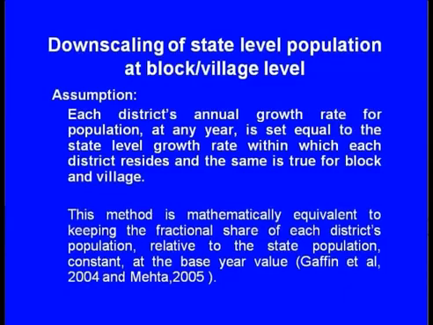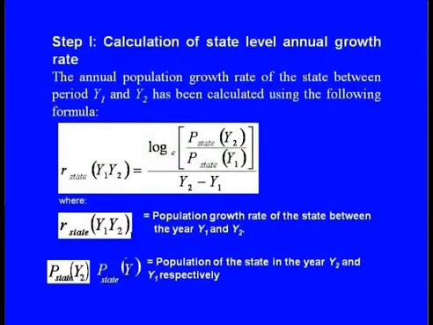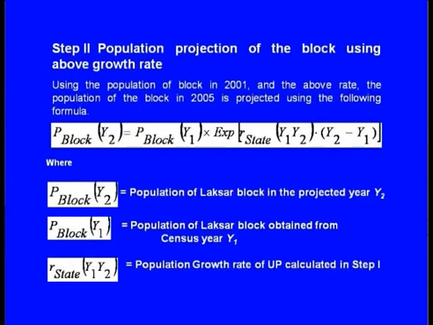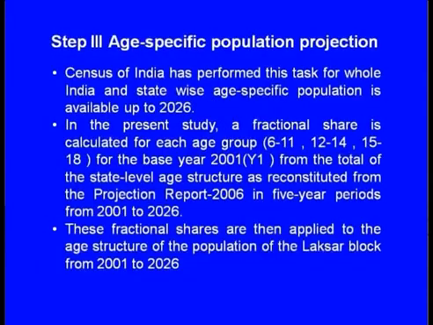So, on the basis of this, the computations are carried out using these particular relationships, wherein we take the population growth of the state in two time frames, year 1 and year 2, and based on this we compute the block population for different years which are there. The third is the age specific population projection, and this has been carried out using this particular approach.